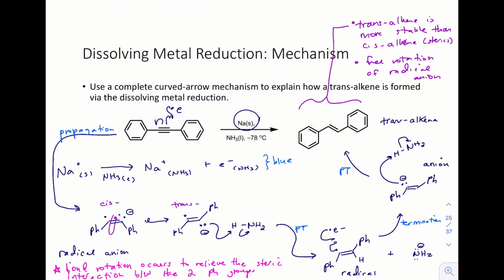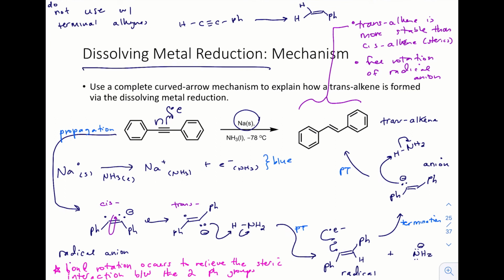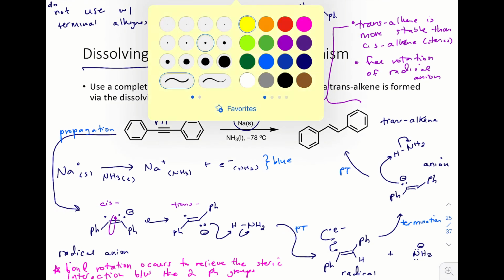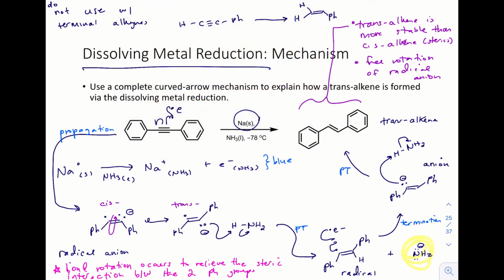Just a quick note, you would not use this reaction with terminal alkynes. Well, there's no cis or trans in terminal alkynes, but sometimes reduction of them is desired. But you would not use dissolving metal reduction because we can see that an equivalent of amide, actually two equivalents of amide, are generated in this process, right? One equivalent here, and then another equivalent that I did not draw at this proton transfer step.